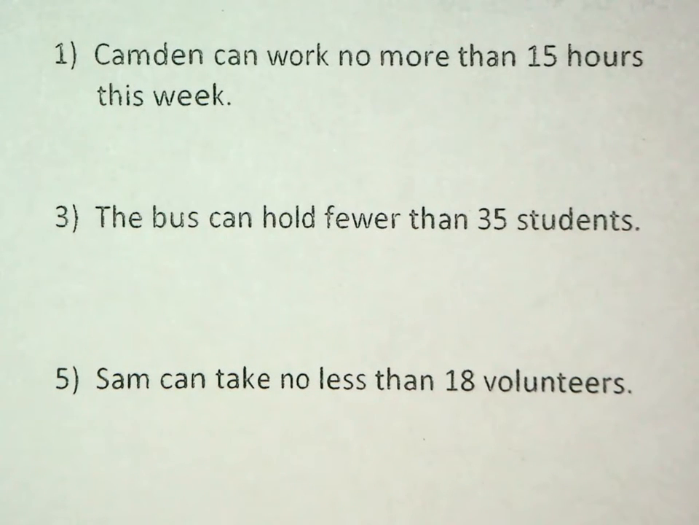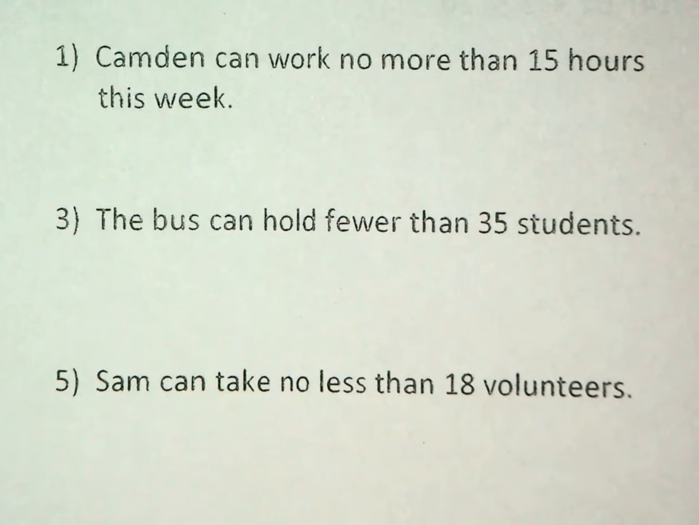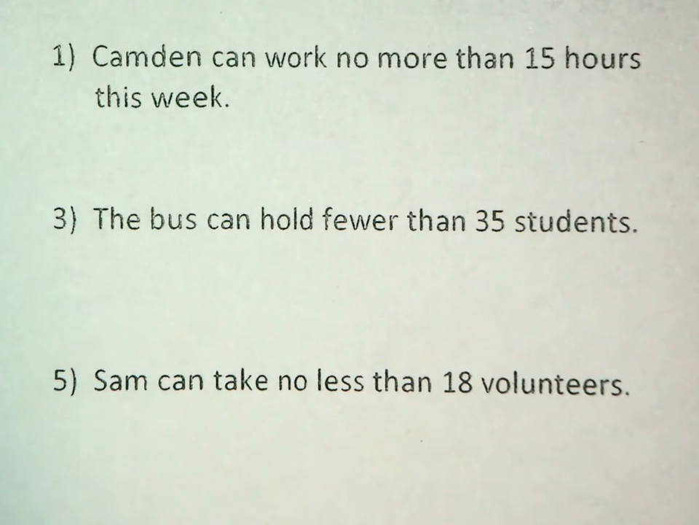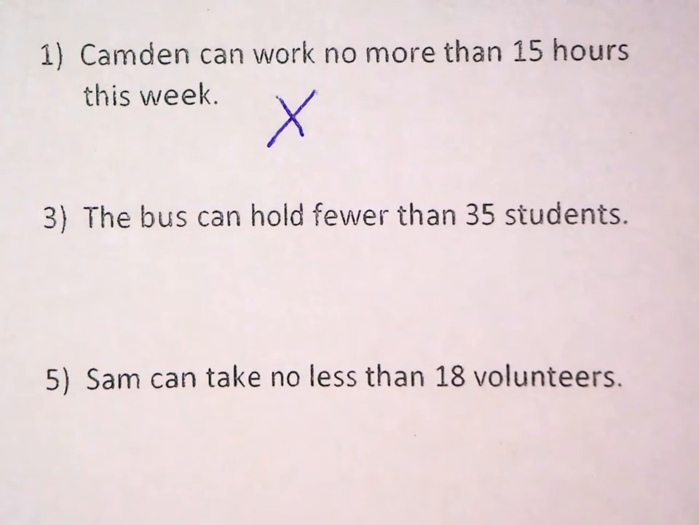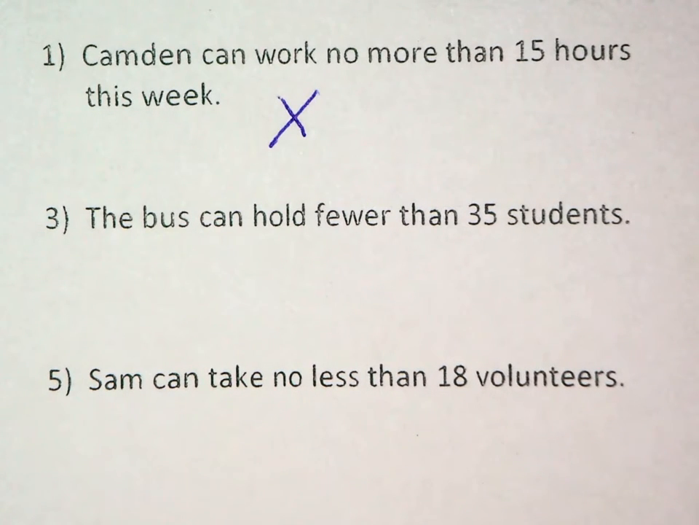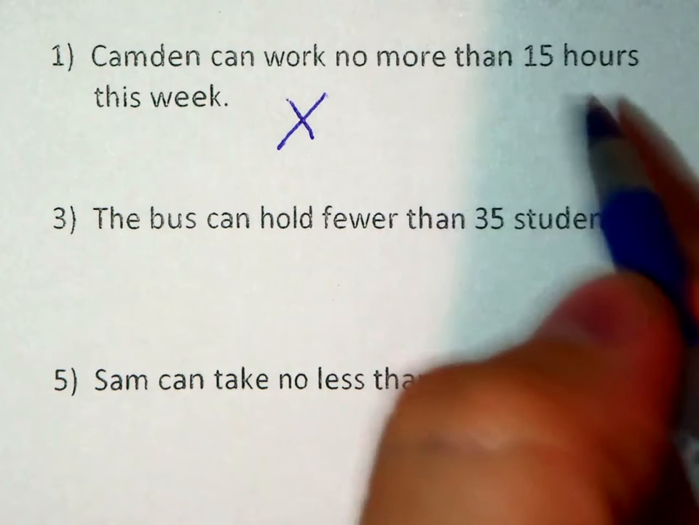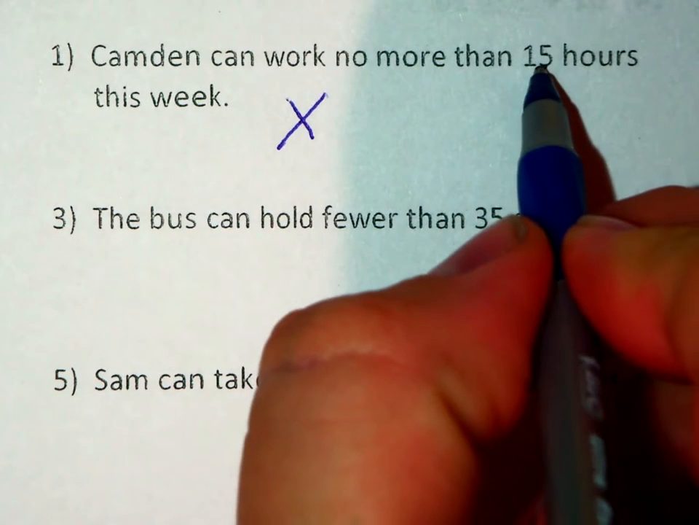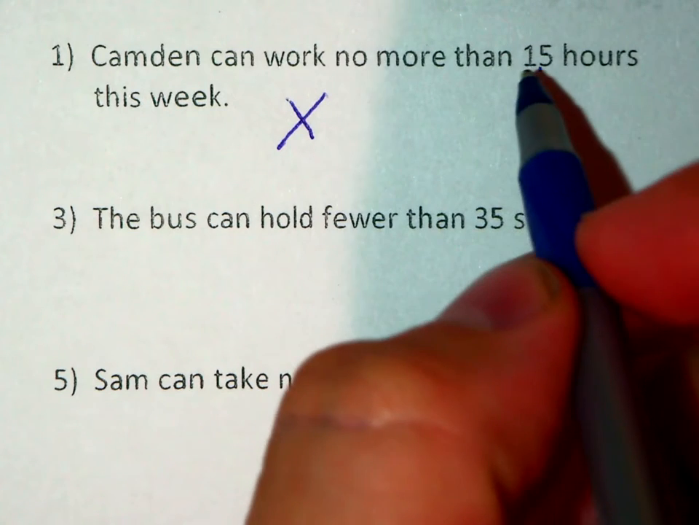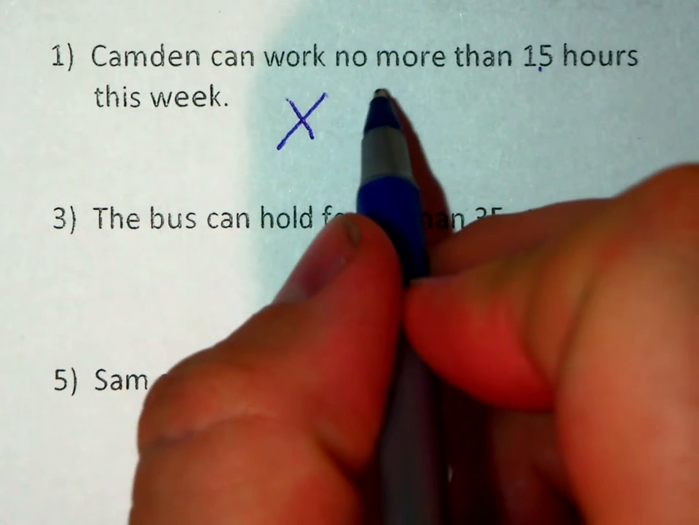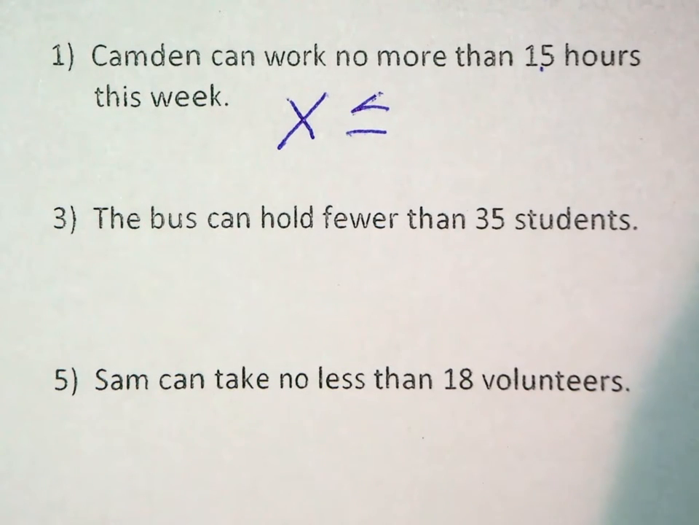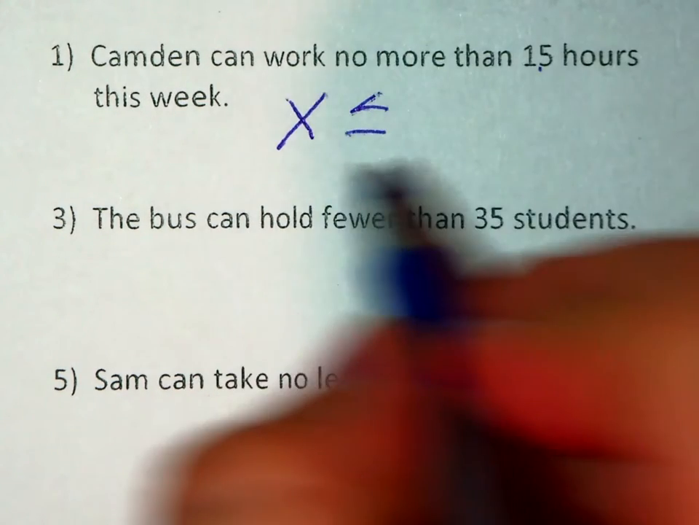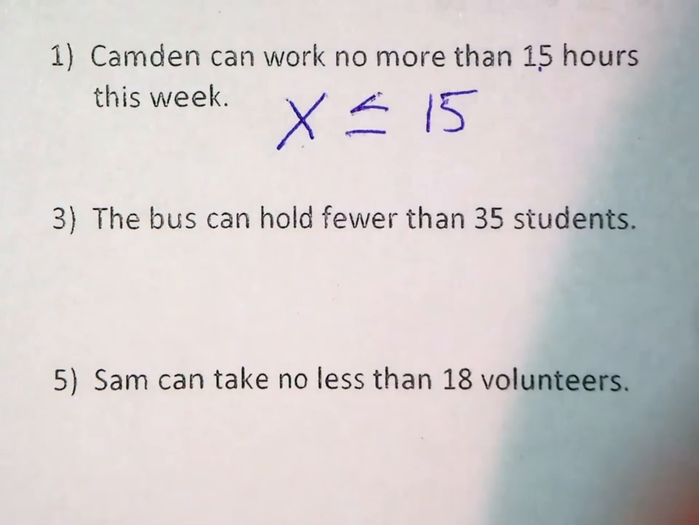Let's look at number one. Caden can work no more than 15 hours. My general recommendation, just like we did in class, would be to start with my variable on the left and then determine which inequality symbol represents no more than 15 hours. So I know he can work 15 hours and he can work 14 hours. So everything less than and equal to 15 qualifies as an included value for this statement. So x is going to be less than or equal to 15.